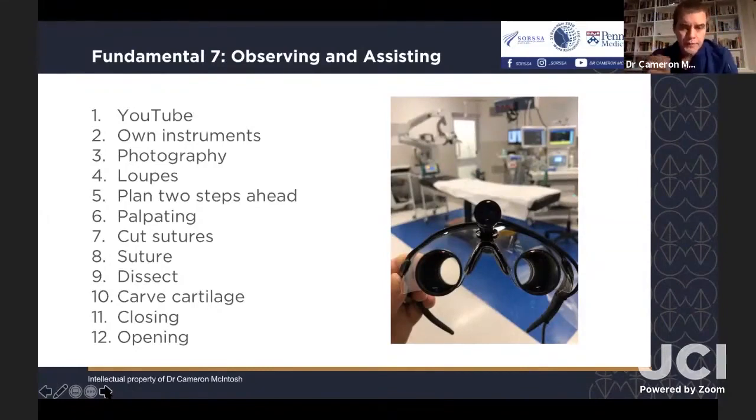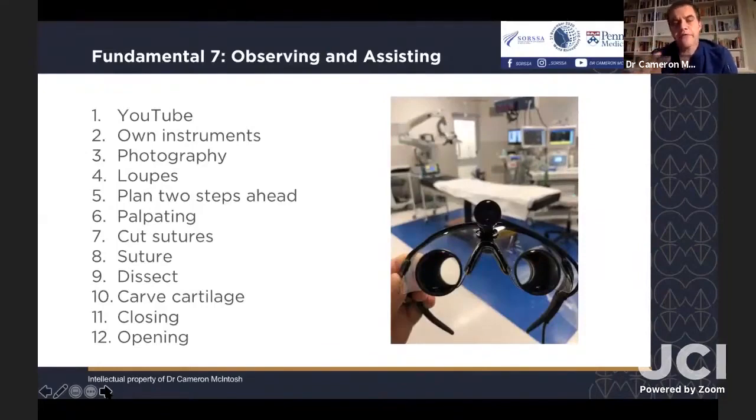People ask me about loops. So I've visited quite widely around the world. I like using loops. Some people don't like using loops. My loops also have a little headlamp in them so that I can easily see, and I can see down into the septum, etc. I would encourage the use of loops, but it's completely up to you.